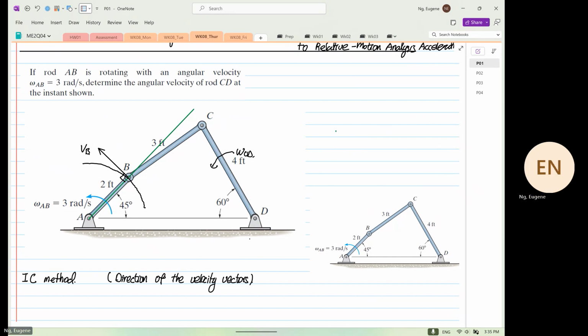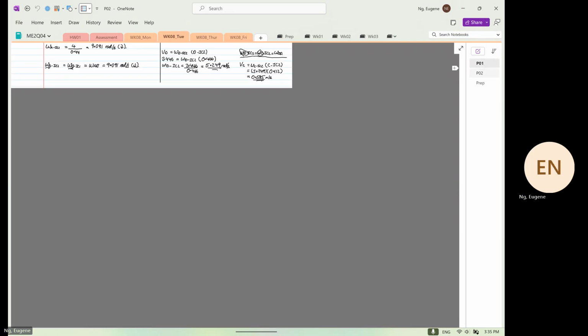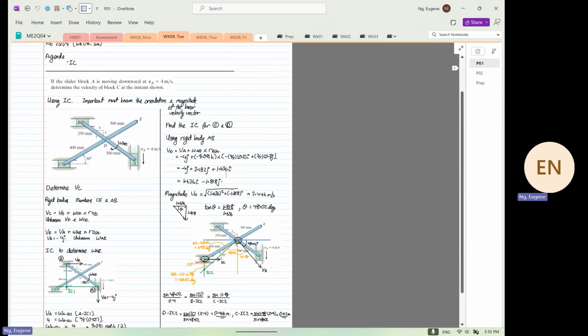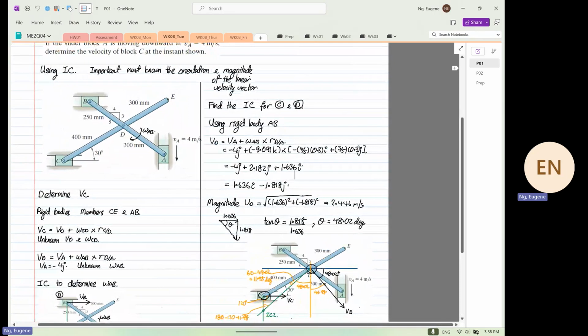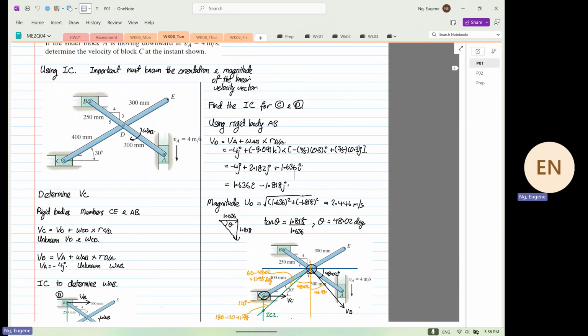Okay, hold on. If the member is pinned on one side. If the member is not pinned on one side, like over here, like the example that we did before, right? This example is not ideal to use the IC method. Yes or no? You have to use a combination, because at point D, it can do whatever. Yes, we don't know the direction. Okay.